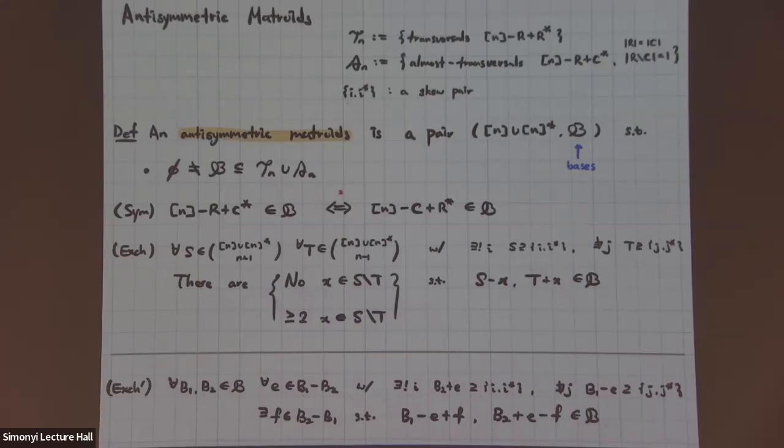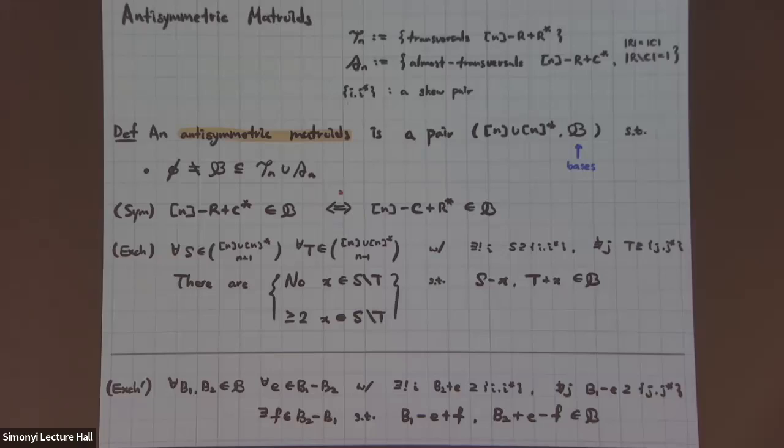As we saw the relation between the Grassmann-Plücker relation and the strong basis exchange axiom, we can do the same things. Before that, we fix some notation. Here T_n and curly T_n is the set of transversals, and curly A_n is the almost transversals. The transversals stand for the principal minors, and the almost transversals represent the almost principal minors. We also call I and I star a skew pair.